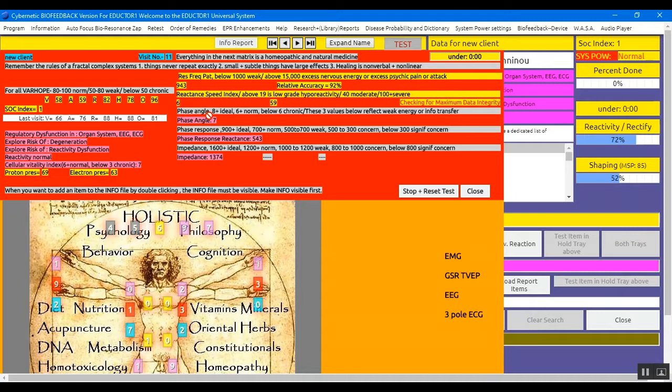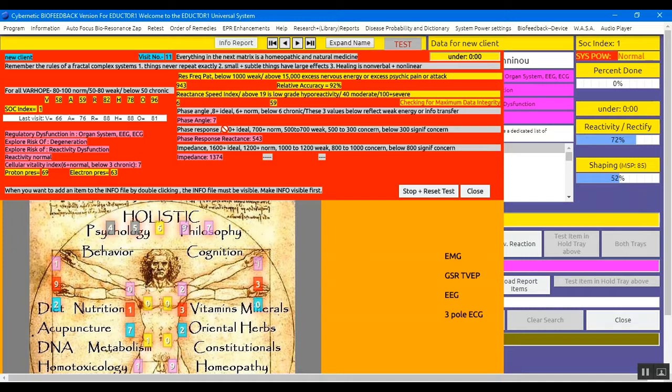Phase angle represents the ability of the body to regenerate cells. This value represents a cellular aging index. So 8 is ideal, 6 is normal, and 3 is chronic. Here we have 7, so it is above normal.